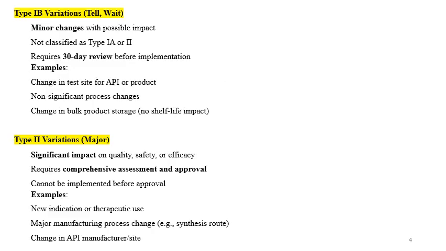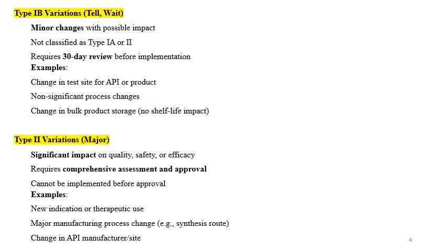Type 1B variations are tell and wait. We need to inform the regulatory authority and wait till their confirmation. These are also minor changes but with possible impact. These are not classified as type 1A or 2. This requires a 30-day review before implementation, so a 30-day waiting period will be there. That's why these are called tell and wait. Examples are change in the test site for the API or product, non-significant process changes, and change in bulk product storage with no shelf life impact.